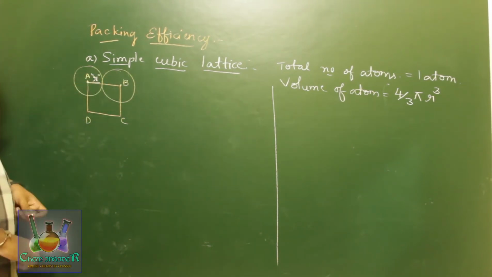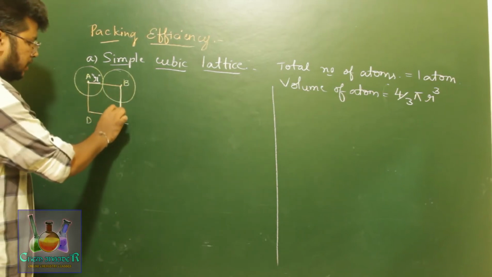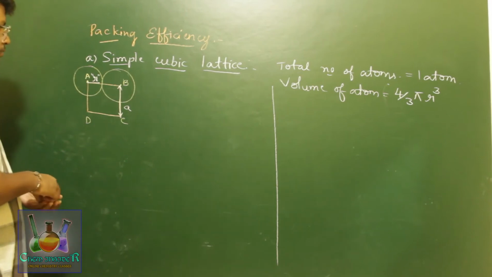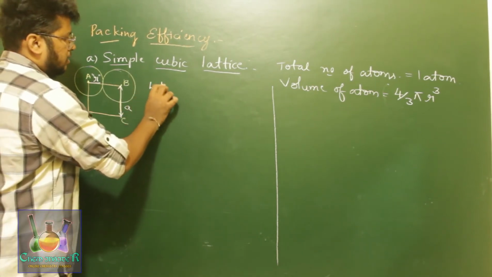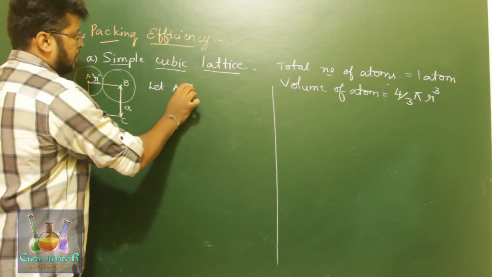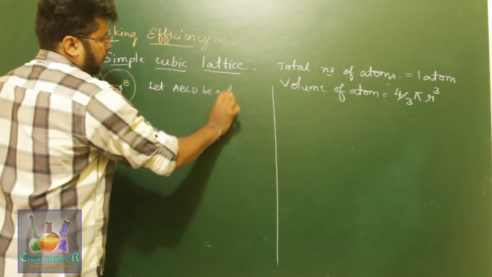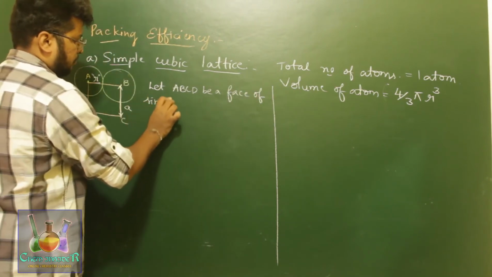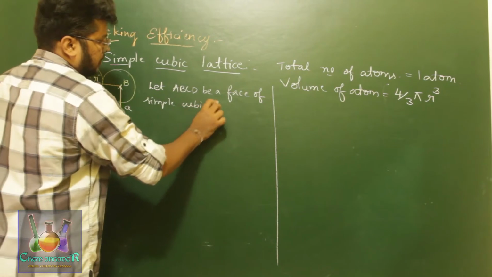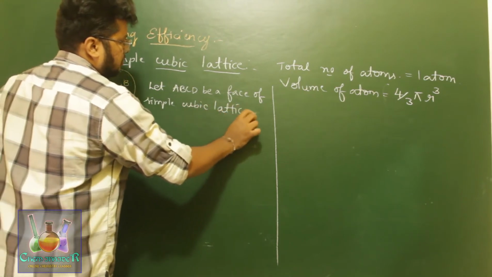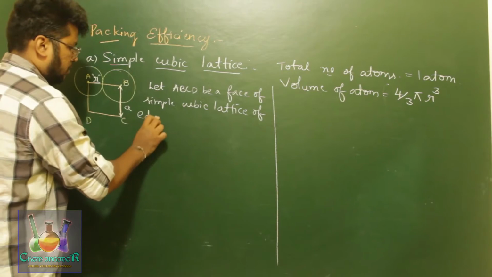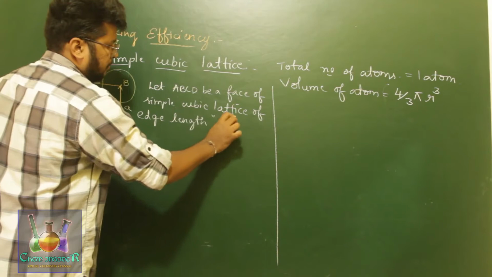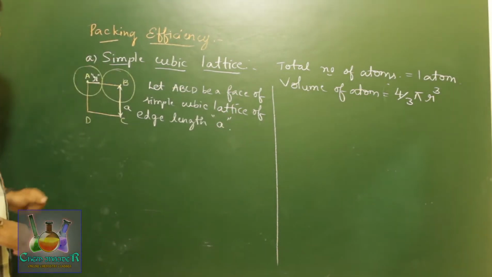So the radius of each atom is R and the edge length is taken as A. If you note it down, let ABCD be a face of a simple cubic lattice of edge length A. Okay, so this is the edge length A.